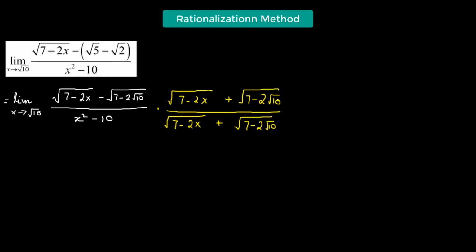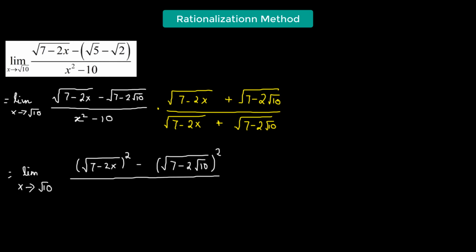Now we'll multiply the numerator. So this is following the identity a plus b times a minus b. So that can be rewritten as the square root of 7 minus 2x whole squared minus the square root of 7 minus 2 root 10 squared, divided by x squared minus 10 times the square root of 7 minus 2x plus square root of 7 minus 2 root 10.